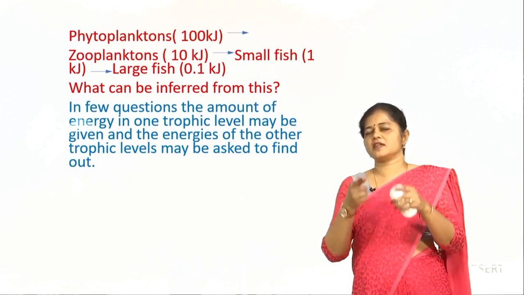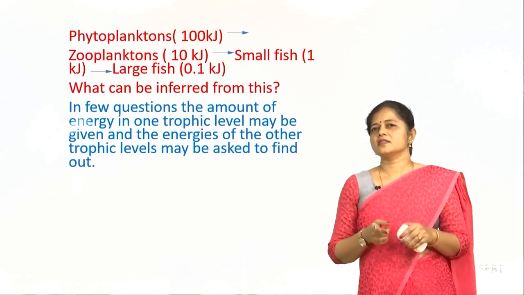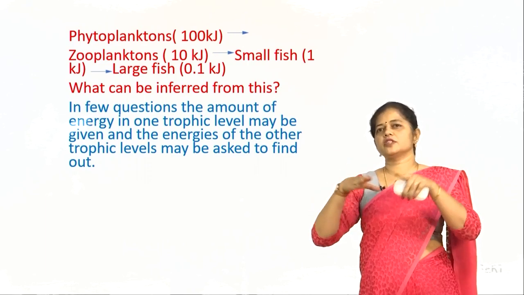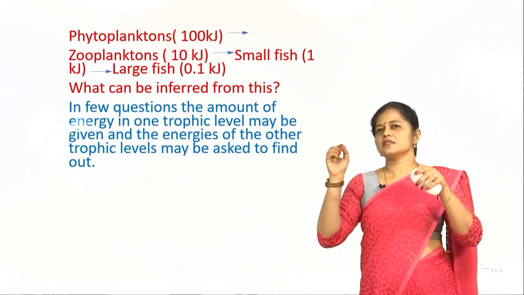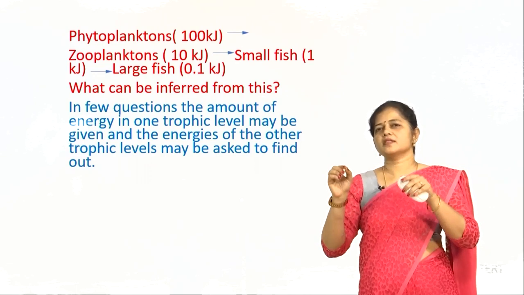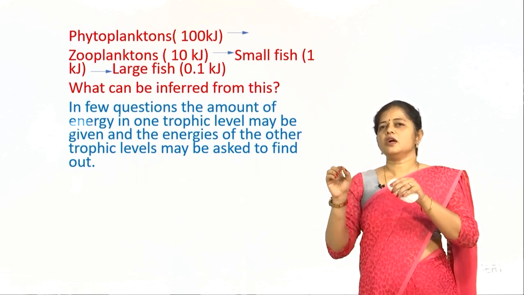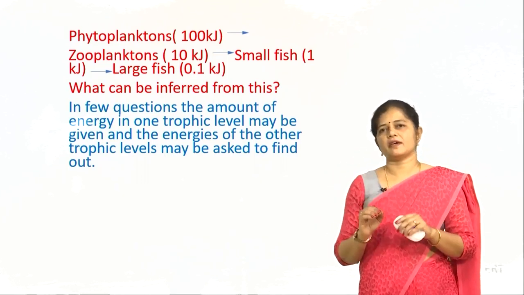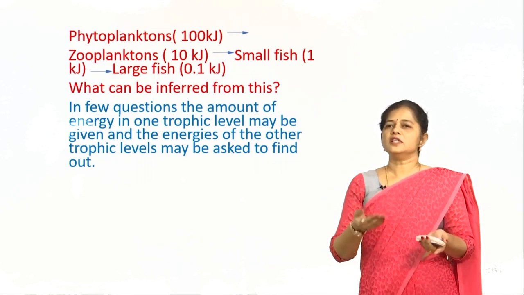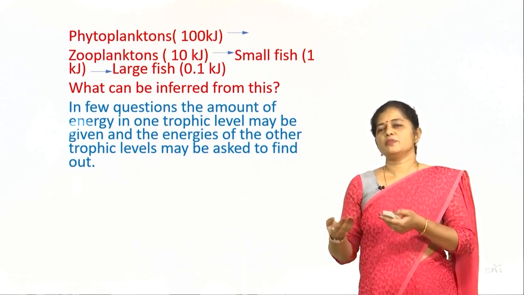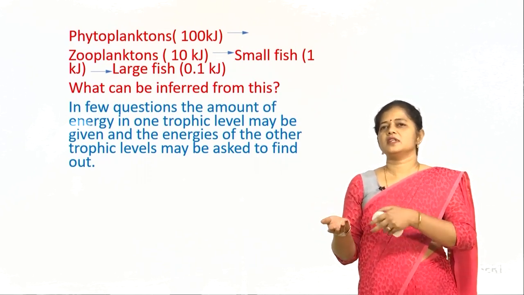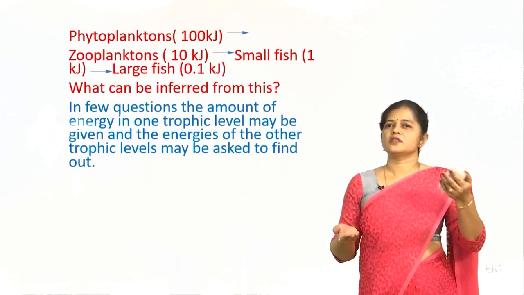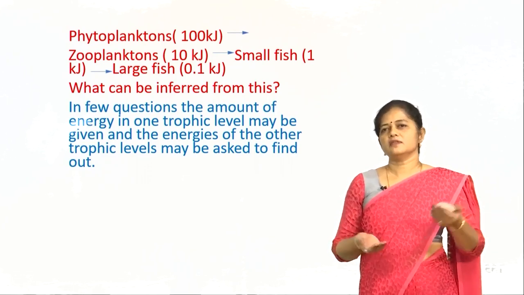Say for example, let's take this example. The zooplanktons here have 10 kilojoules of energy. So they would just give you a food chain with all the other organisms. They'll just give, say for example, zooplanktons have 10 kilojoules of energy. Now calculate the amount of energy that the phytoplanktons may have. Again, you have to go for the calculation. So since the zooplanktons are the primary consumers, they have received only the 10%. So you have to calculate. So it will make up to 100 kilojoules for the phytoplanktons.